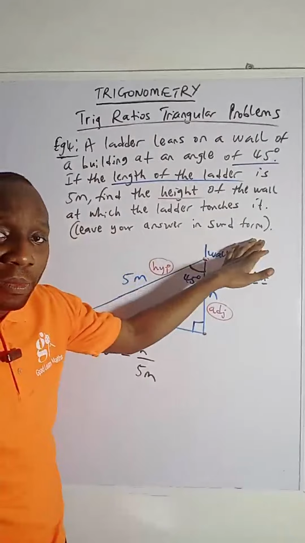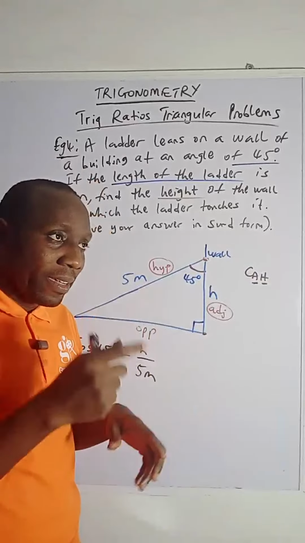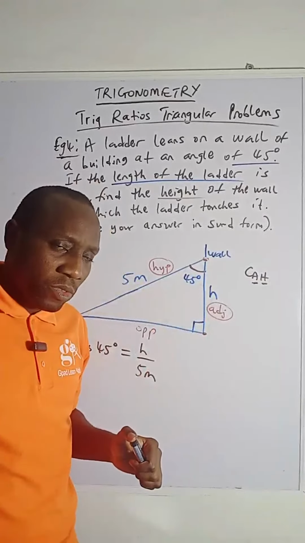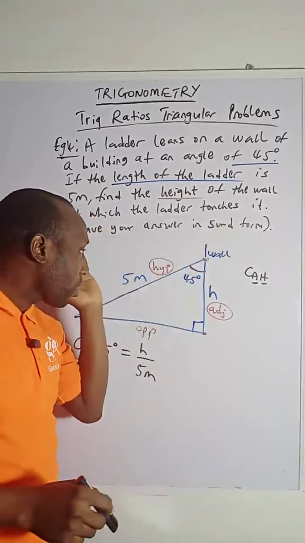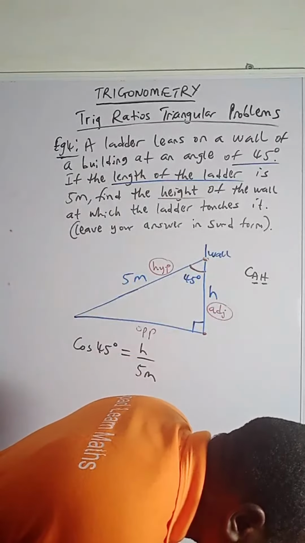Basically, you answer in short form. So this is not a time to grab a calculator and start typing it and get 0 point whatever. That is not what you're asked to do. Leave your answer in short form. What is cos 45 degrees? 45 degrees is a special angle.